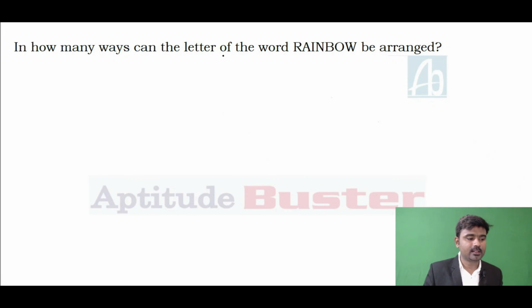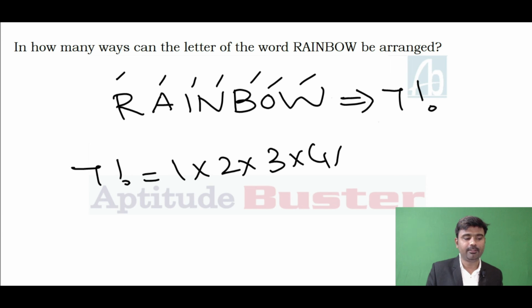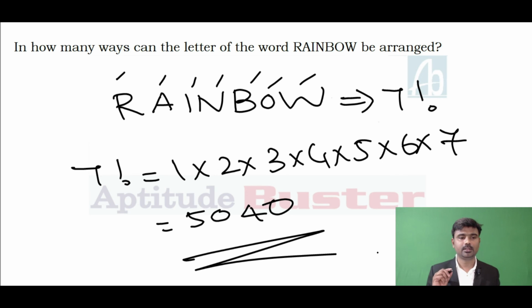In how many ways can the letters of the word rainbow be arranged? R, A, I, N, B, O, W. How many letters are there? 1, 2, 3, 4, 5, 6, 7 letters. 7 letters can be arranged in 7 factorial ways. 7 factorial is equal to 1 into 2 into 3 into 4 into 5 into 6 into 7. The total number of ways, the answer is 5040. Have you understood that already, the concepts we discussed earlier? So 7 letters can be arranged in 7 factorial ways.